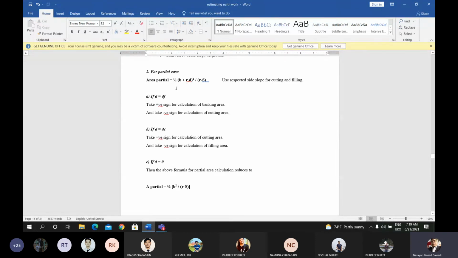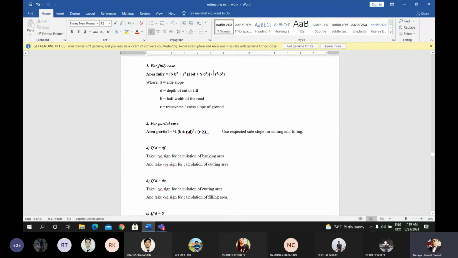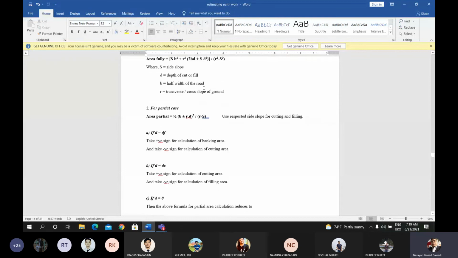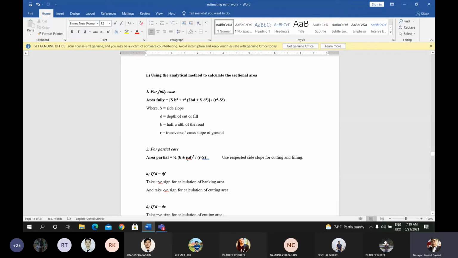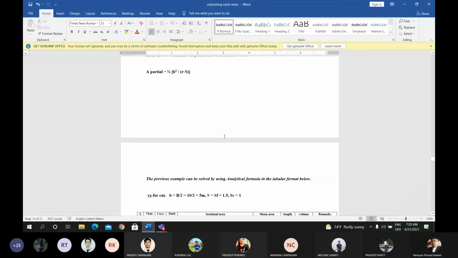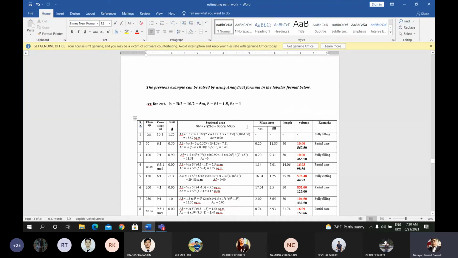So this equation reduces to half B square by R minus S. If D is equal to 0, then the formula for partial area calculation reduces to area partial is equal to half B square by R minus S. You must know these two formulas, and this third formula is automatically developed by putting D equal to 0 in the partial case equation, and the formula reduces to half B square by R minus S automatically.